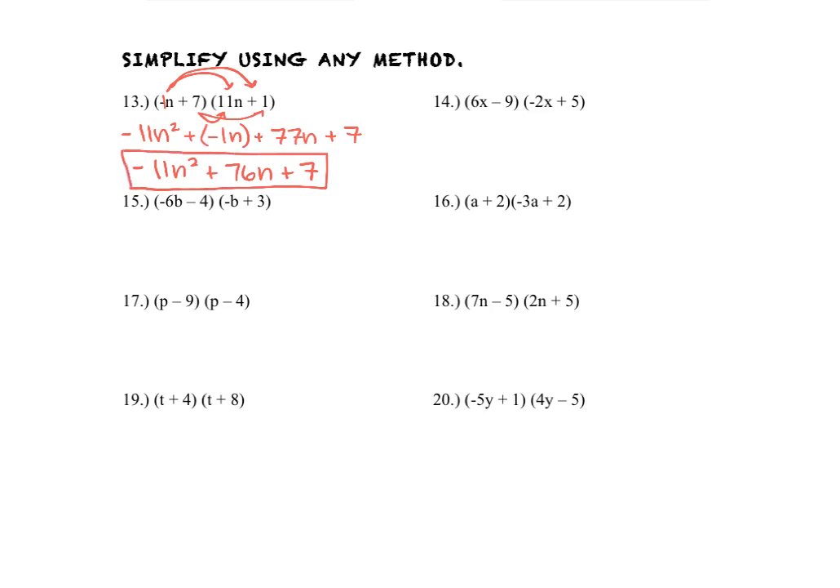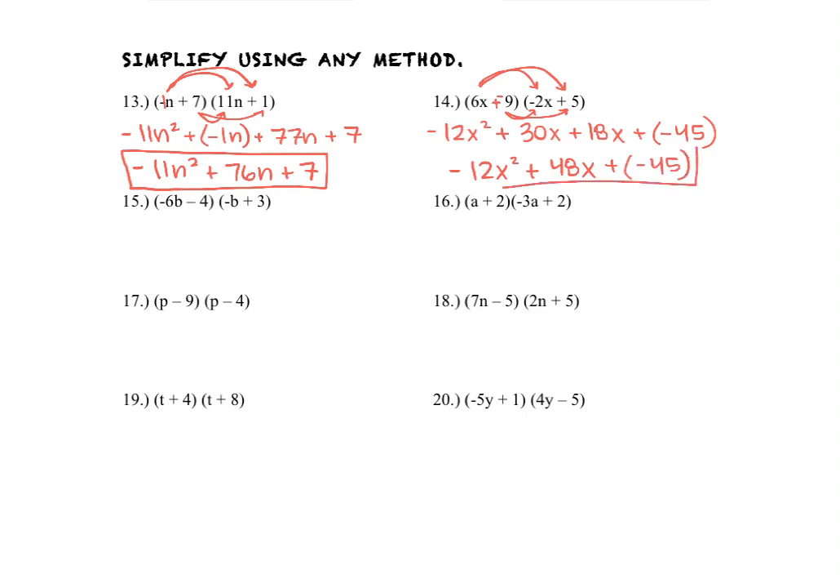All right, let's do number 14. So I'm going to keep change. I start with 6x times negative 2x, that's negative 12x squared. Then 6x times 5, which is 30x. Then I move on to the negative 9, and I do the inner terms. Negative 9 times negative 2x is positive 18x. And negative 9 times 5 is negative 45. I then need to combine like terms in the middle there, so I get negative 12x squared plus 48x plus negative 45 as my final answer.